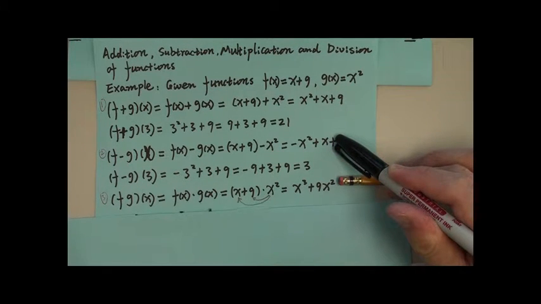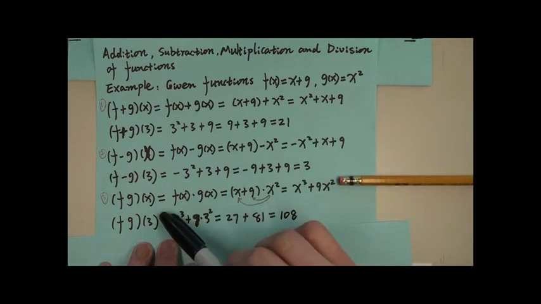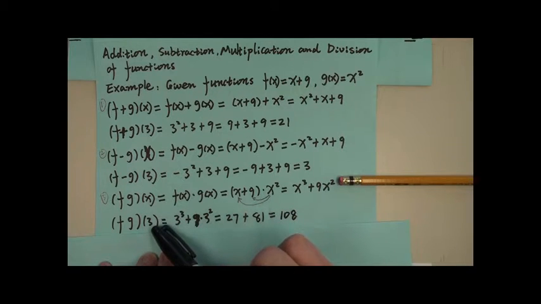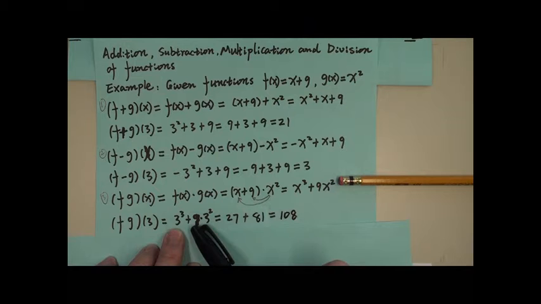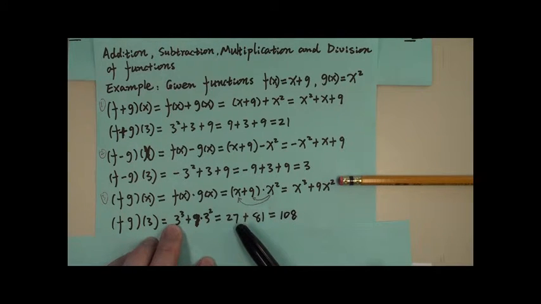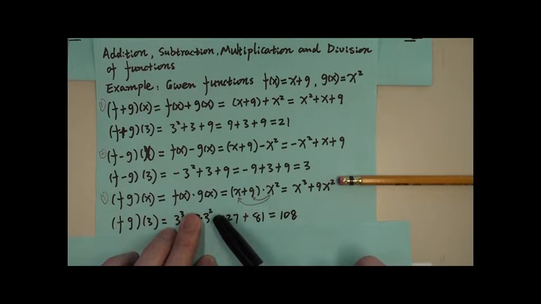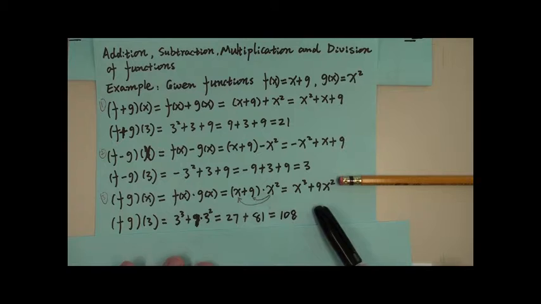You need to use the distributive property here. Now again, what's the value when x is 3 for this function? Replace x with 3, so 3 cubed plus 9 times 3 squared. Okay, 3 cubed is 27. 3 squared is 9, times 9 is 81. So the total is 108.